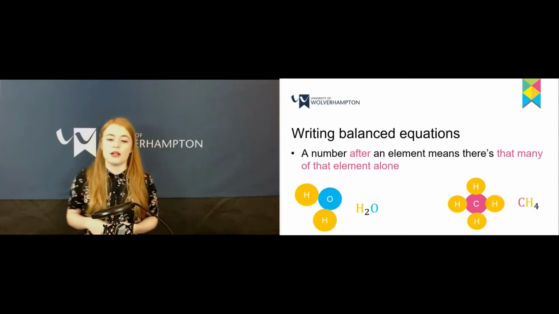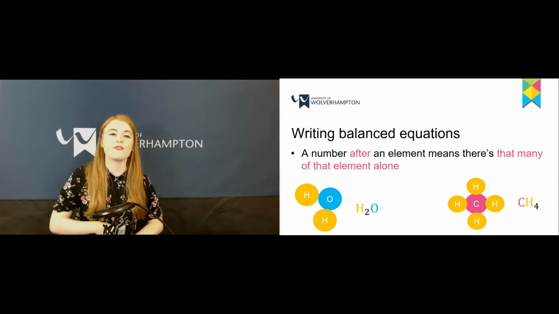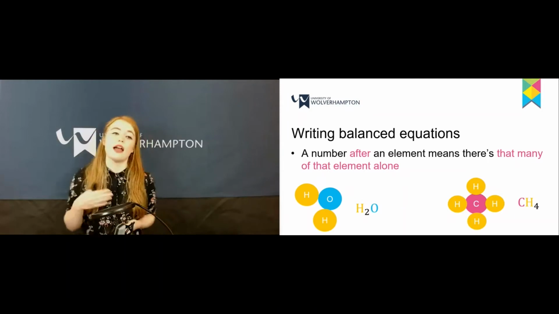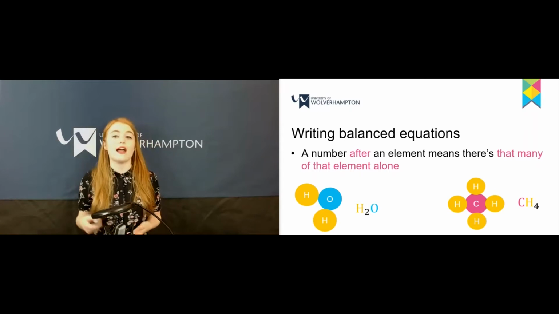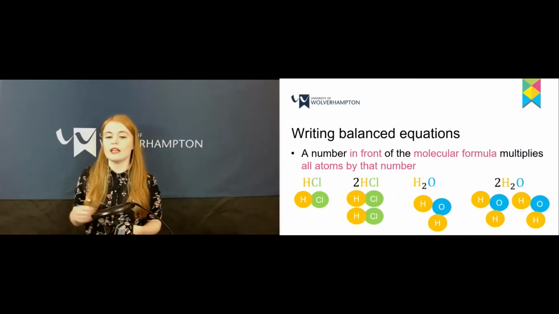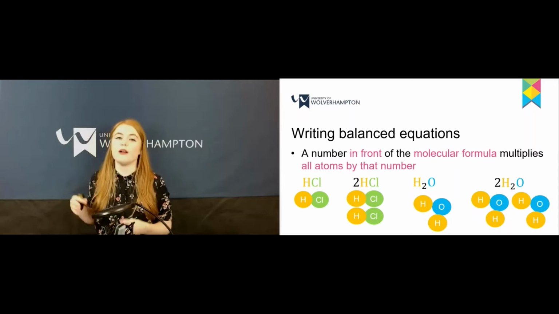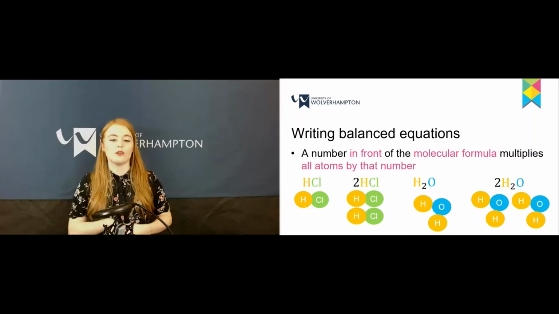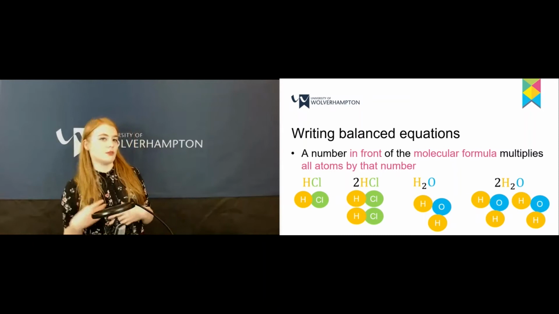So to balance equations, there are some things we need to know. If there's the little number in the bottom right after an element, it means there's that many of that element alone. So in H2O, that means 2 hydrogens and an oxygen. In CH4, it's 1 carbon and 4 hydrogens. If there's a number in front of a molecular formula, you multiply all the atoms by that number. So hydrochloric acid is 1 hydrogen and 1 chlorine. 2 HCl is 2 hydrogens and 2 chlorines.